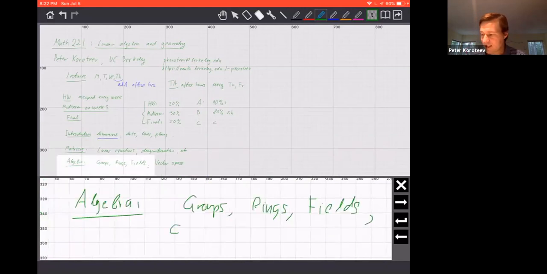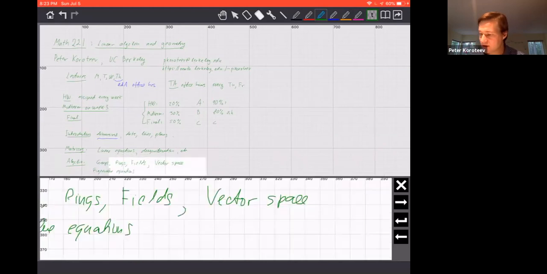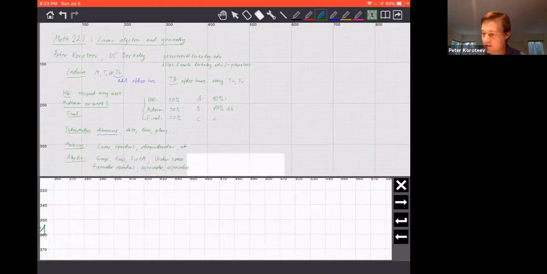So then we'll do the eigenvalue equations. Eigenvectors, eigenfunctions, eigenvalues, and so on. And then depending on how much time we have left, we can either add some other topic, or we can talk about something that you want to add here, right?